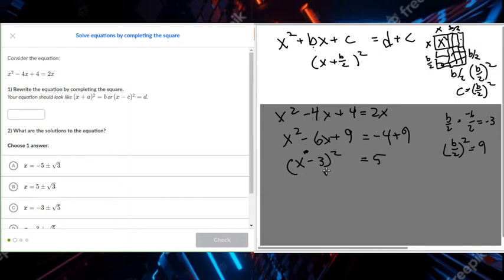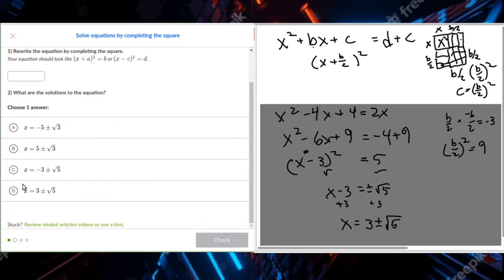And I'm going to solve by taking the square root of both sides, and I'm going to end up with x minus 3 is equal to positive or negative square root of 5. And then we're going to add 3 to both sides, and we'll have x is equal to 3 plus or minus square root of 5. I normally like to separate these out into 2 equations, but they don't have it in that. Negative 3 plus or minus square root of 5.